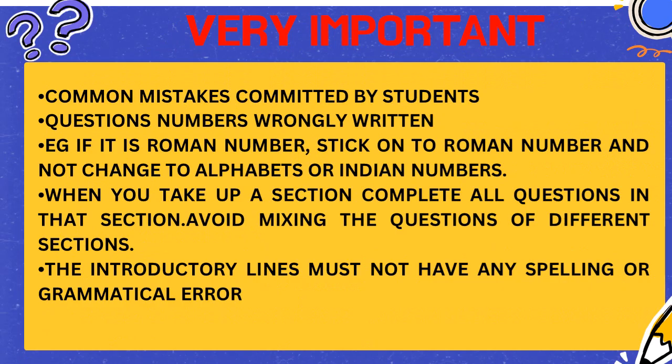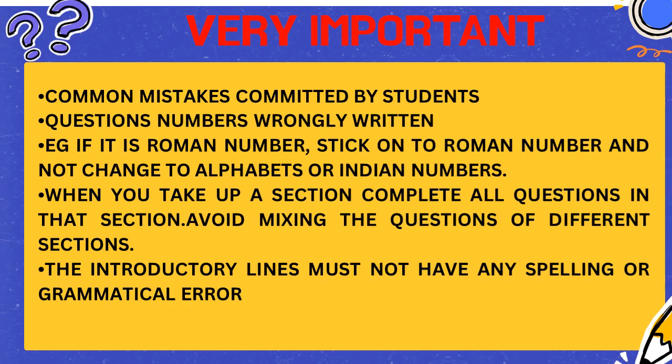And then very important is some common mistakes committed by students. As an examiner for more than 28 years, I have found these are the common mistakes committed by students. Question numbers are wrongly written. Example, if it is a Roman letter, stick to the Roman number, and then students change to Indian numbers. Don't do that.